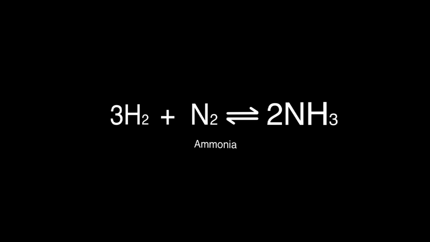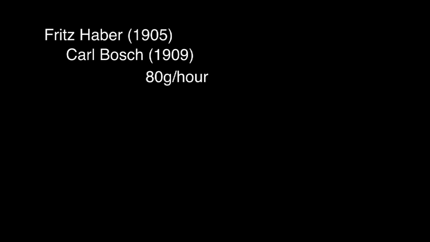So let's flash back to 1905. Fritz Haber's hanging out in a lab and he's doing this reaction. He has a little flask filled with hydrogen and nitrogen. He's adding different metals, different pressures, different temperatures, trying to figure out how to make ammonia. Meets up with Carl Bosch, a chemical engineer. 1909, they start making this 80 grams an hour. That's roughly a quarter of a pound per hour.